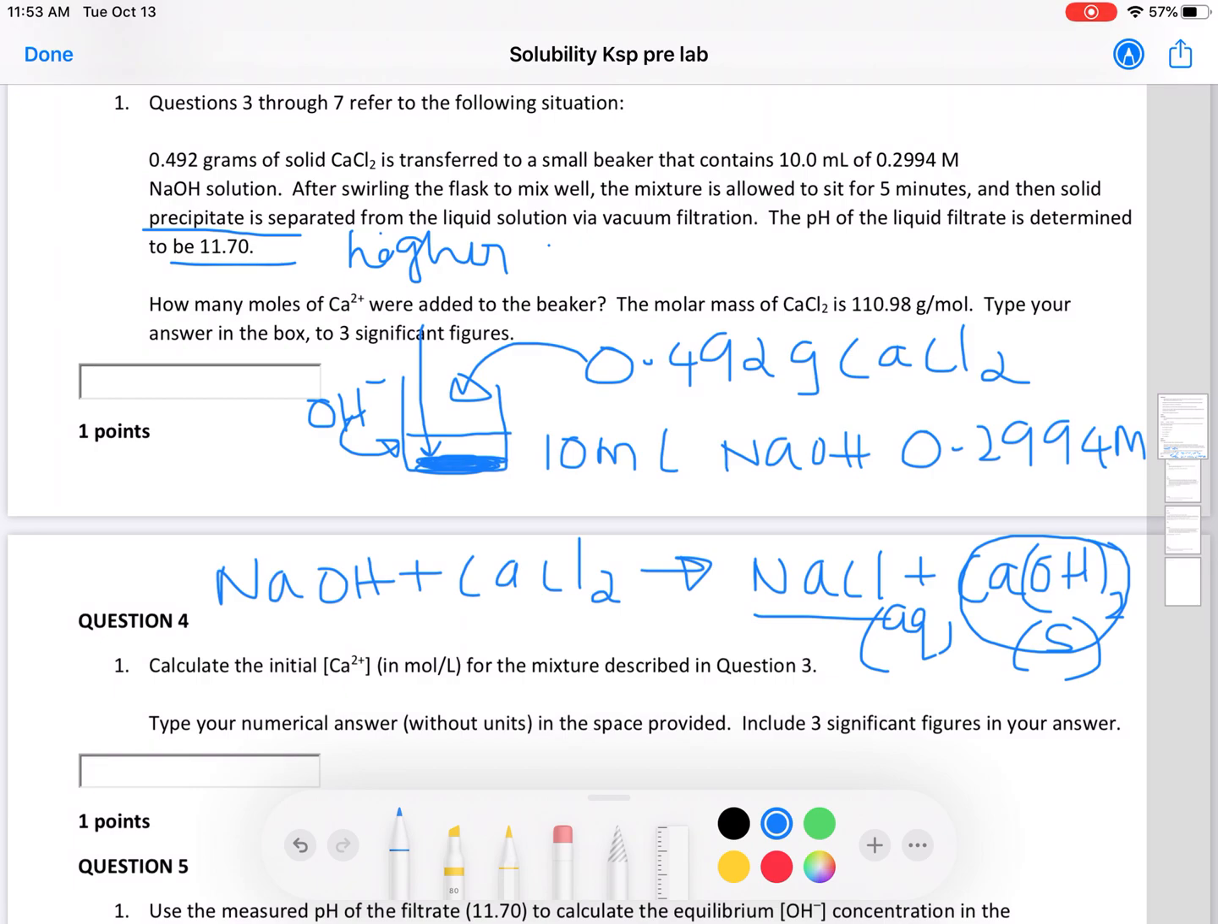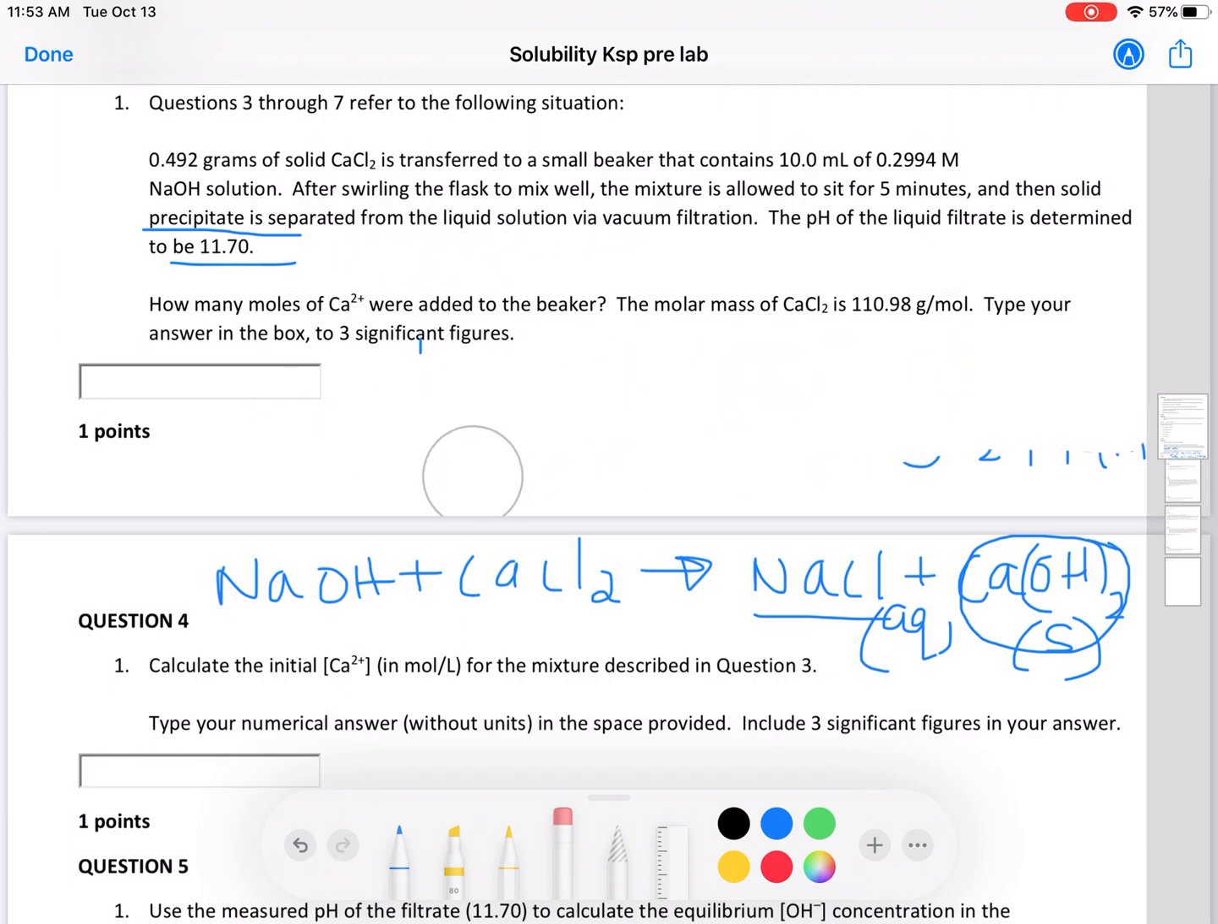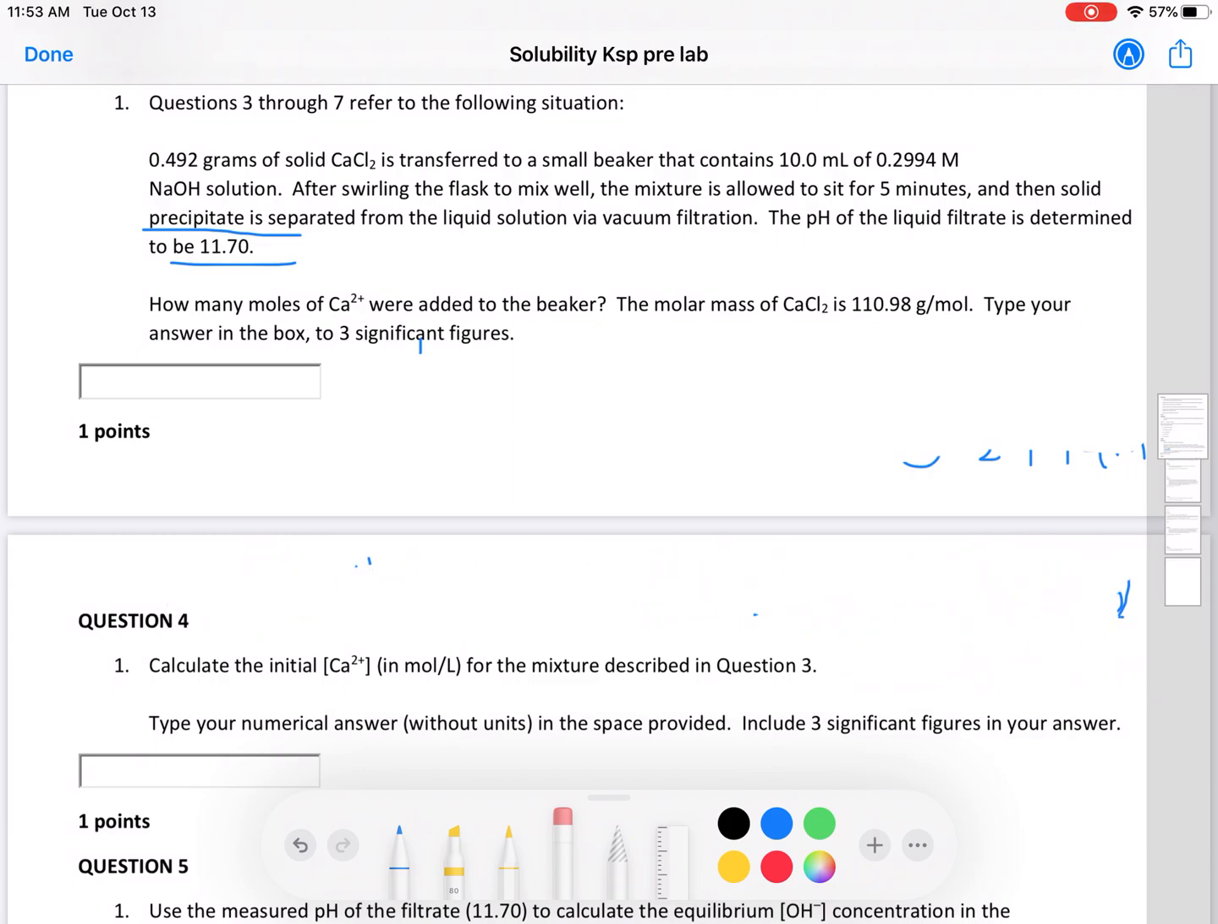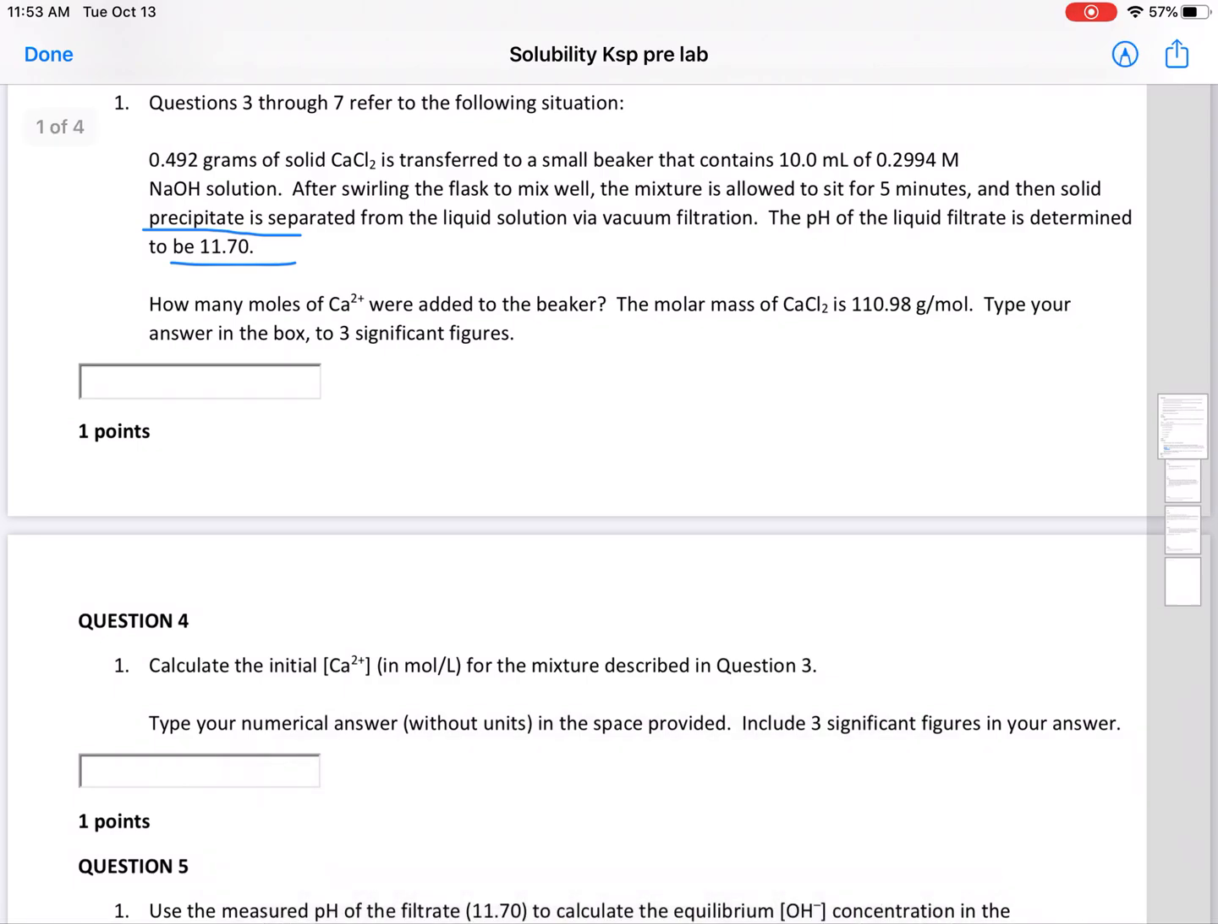Now there are several questions that you need to answer, and they are all stepwise. Let's look at the first question that we need to answer. The first one is asking, easy one: how many moles of calcium ions were added to the beaker? How do you find out the number of moles? How much calcium chloride has been added?